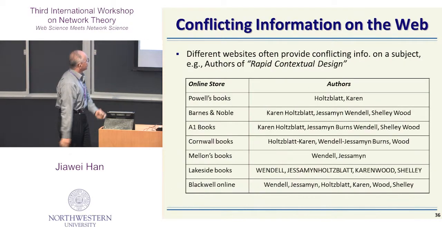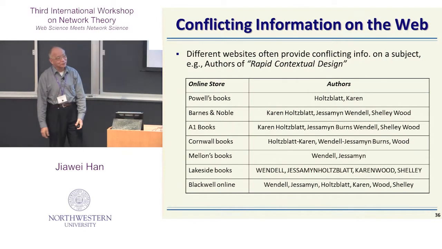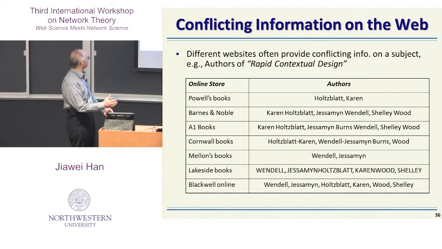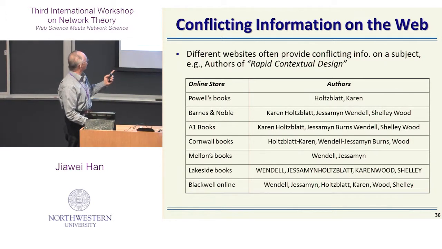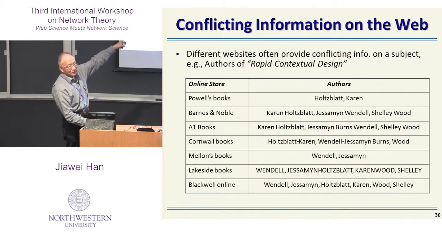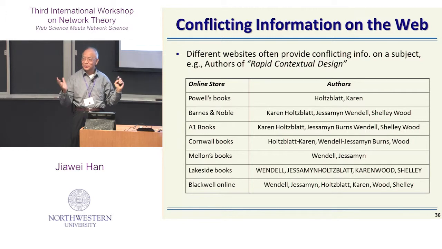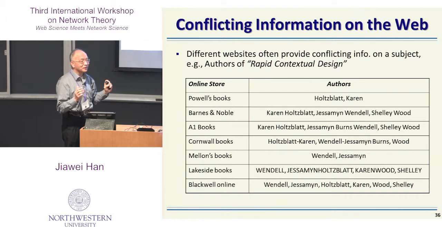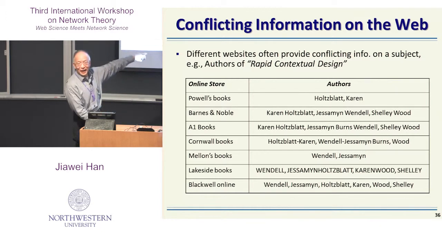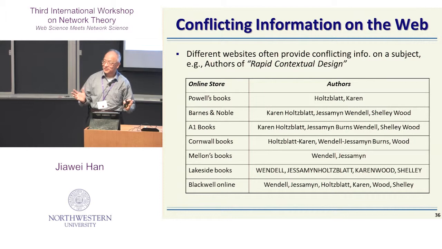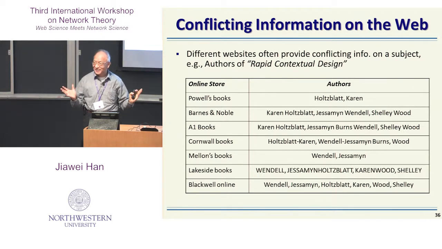Originally, I also thought this one was pretty hard. Actually, I have some smart students. He gave me this example, a book called Rapid Contextual Design. I did not know this book. He said, do you know who the authors are? I said, I don't know. But he said, go to the web. You look at those different providers, they give different author names. Which one is correct?